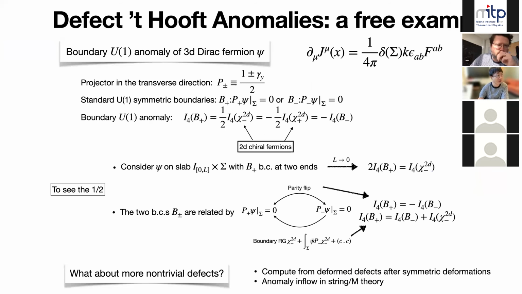So just to give you an explicit example of what such a defect 't Hooft anomaly is, let's consider one of the simplest examples of a conformal field theory in 3 dimensions, namely the Dirac fermion in 3 dimensions. Question.